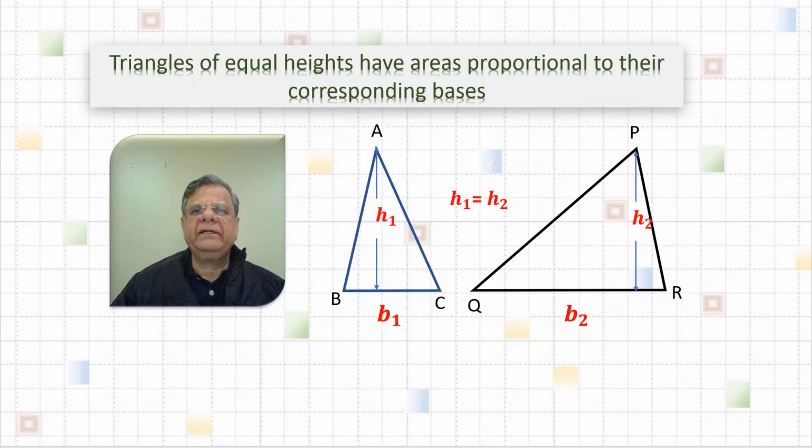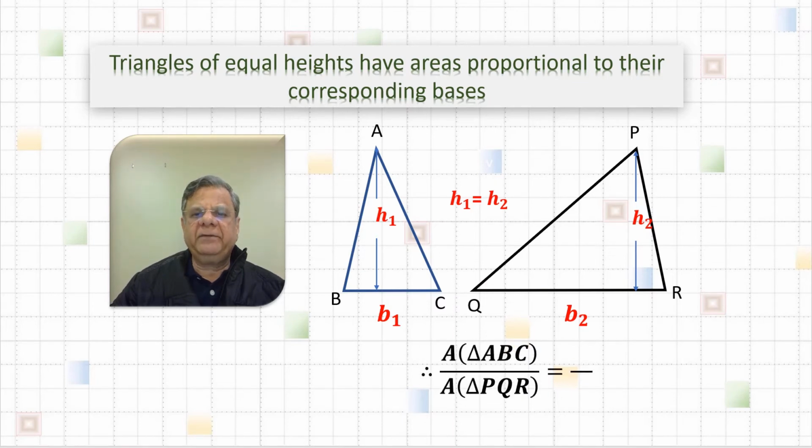Triangles of equal heights have areas proportional to their corresponding bases. Consider two triangles ABC and PQR with equal heights. B1 is base of triangle ABC, H1 is corresponding height. B2 is the base of triangle PQR and H2 is corresponding height. Here H1 is equal to H2 and therefore area of triangle ABC upon area of triangle PQR is equal to B1 upon B2.